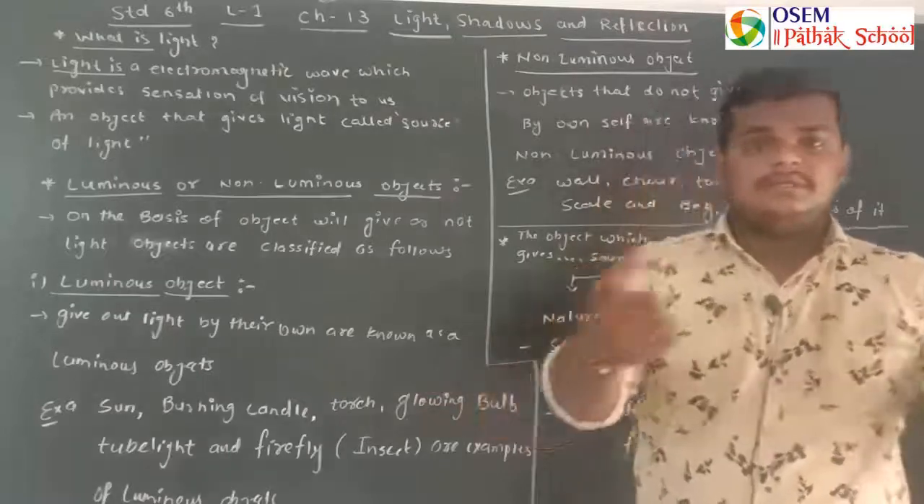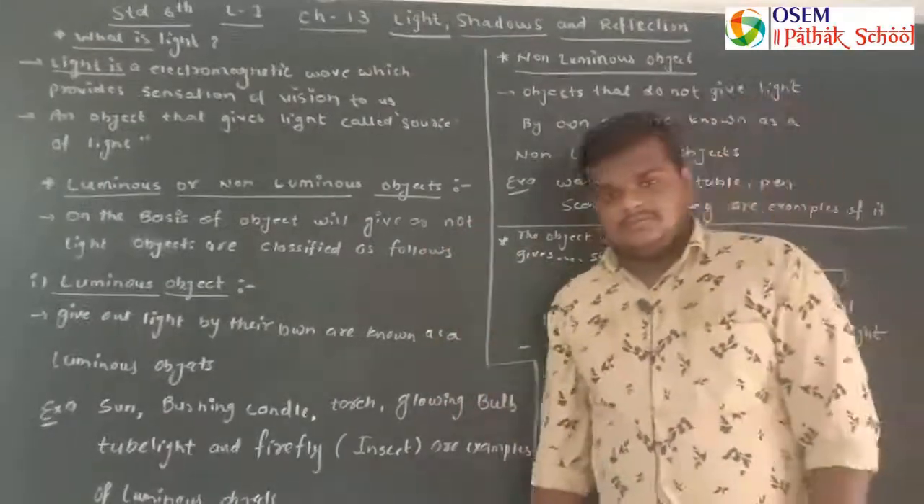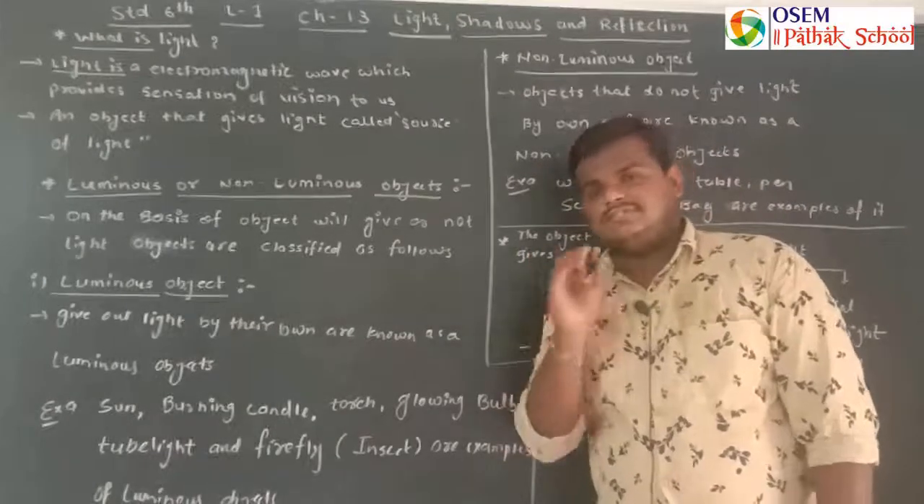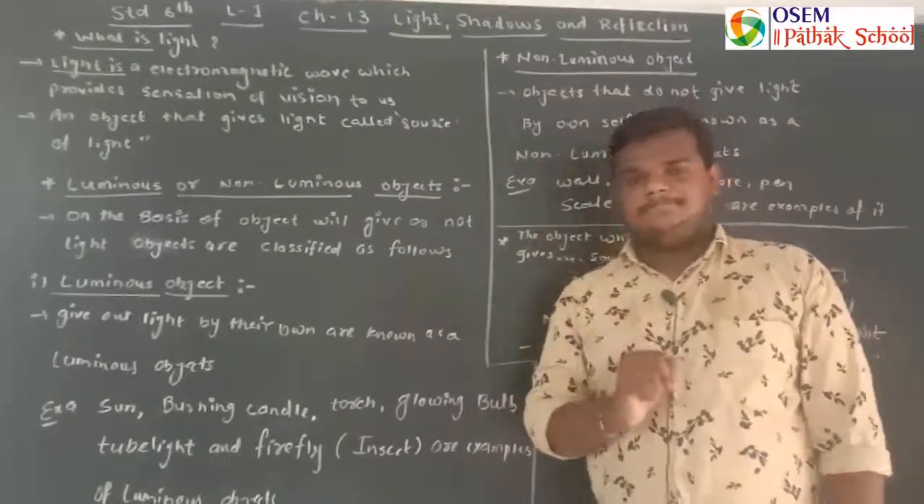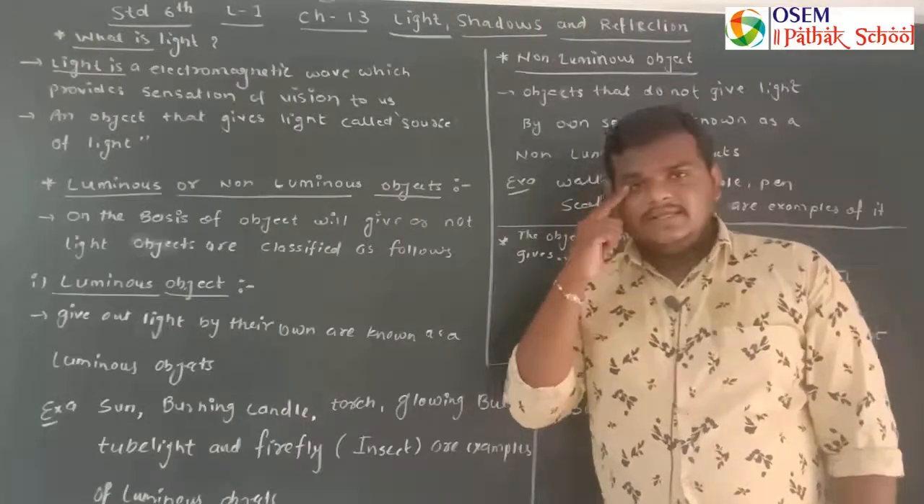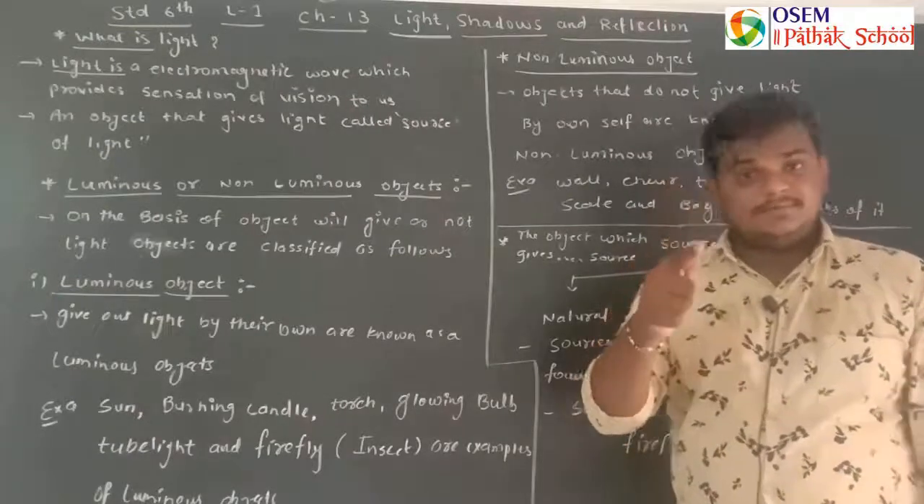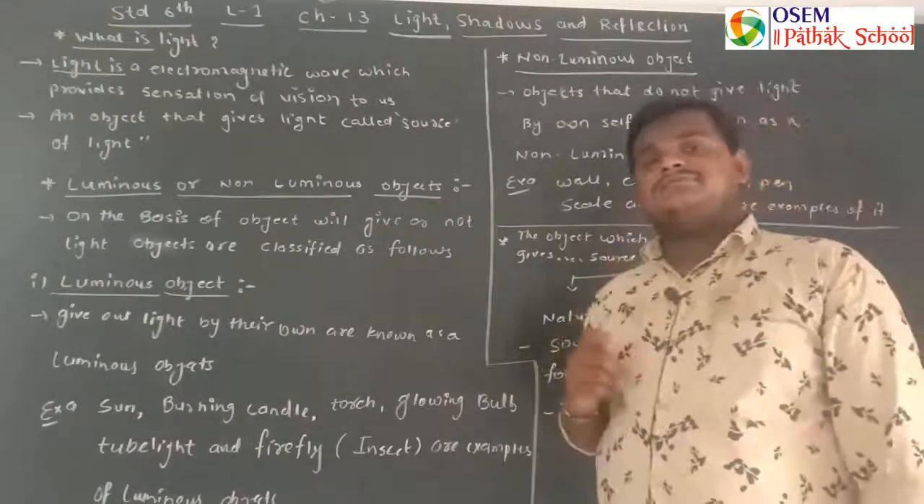Suppose this is a completely dark room and you suddenly enter this room, and there is a small source of light which is continuously blinking. Your eyes suddenly get attracted towards that direction. It means it provides a sensation of vision.